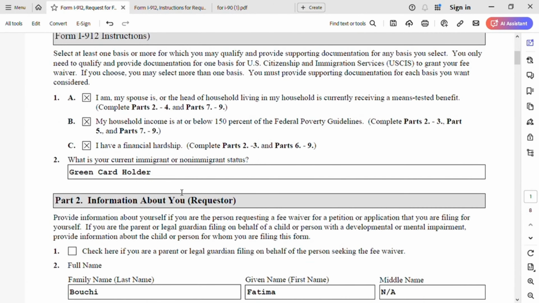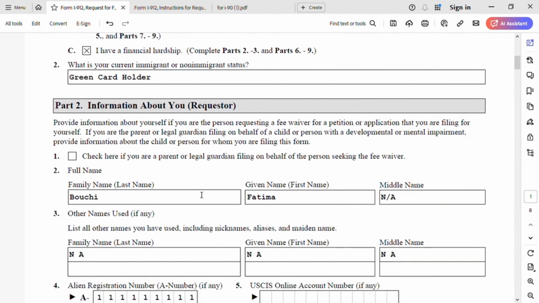So, what is your current immigrant or non-immigrant status? This is for my spouse. I'm filing on behalf of my spouse. She is a green card holder. Part 2, information about your requester. This is for my spouse. As I said, she is filing this form I-751, and she wants to request a fee waiver.